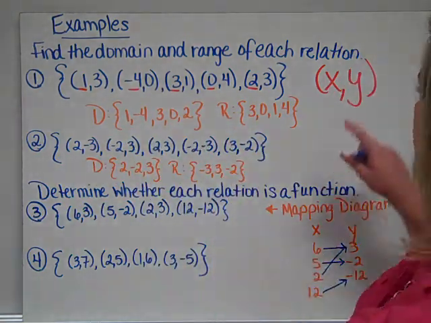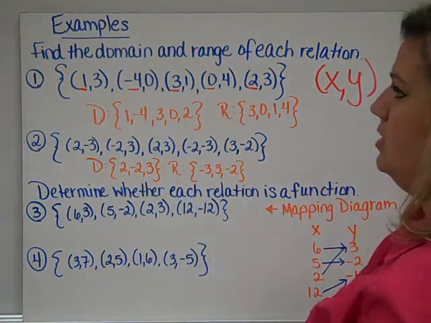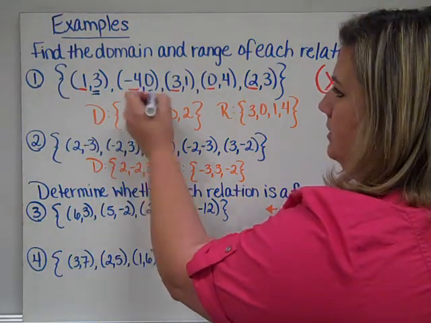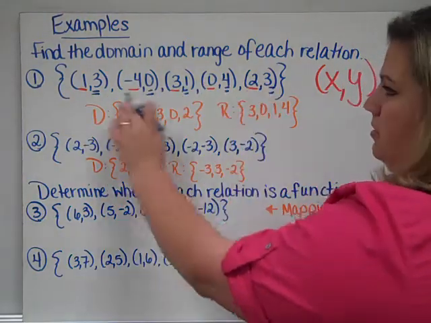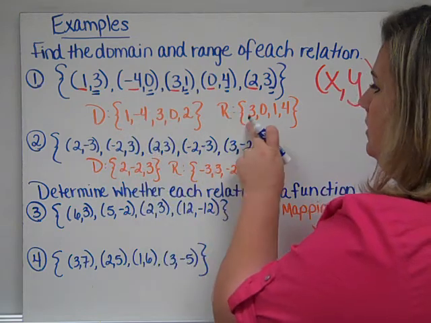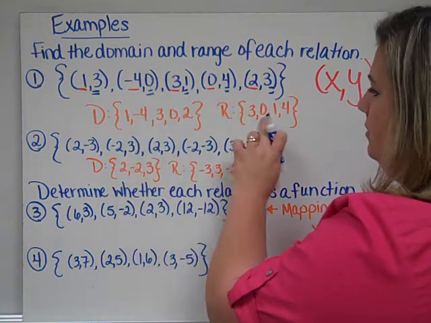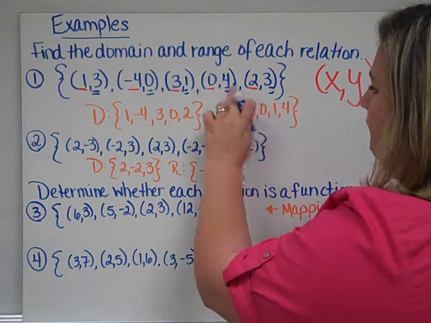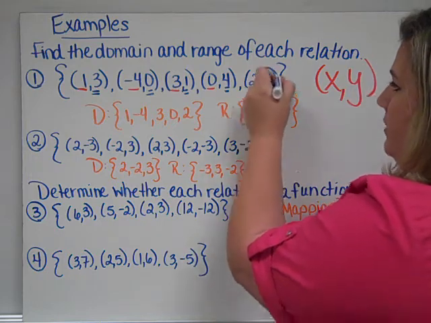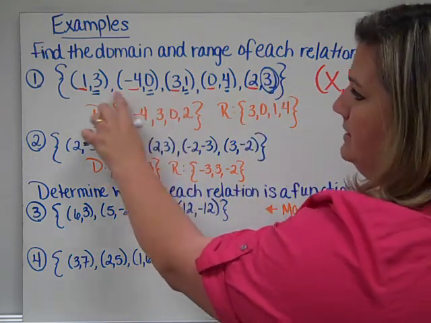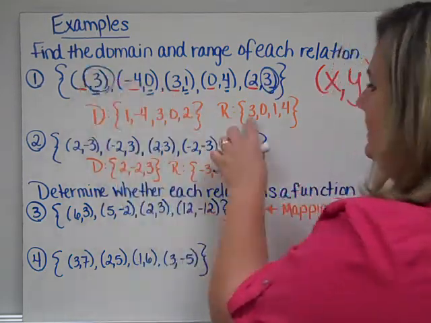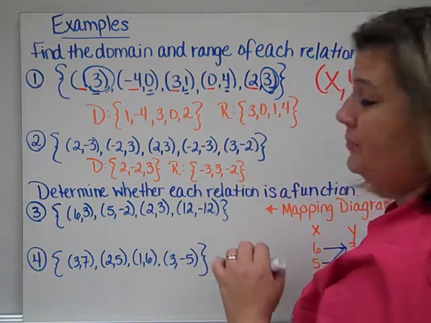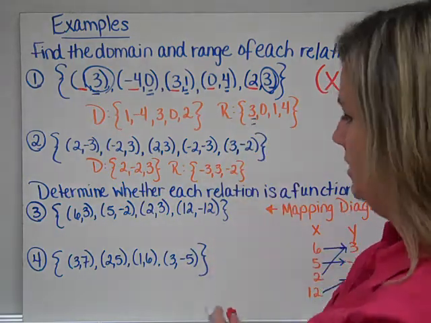Range, well, that would be our y values. So we know it's the second number in our ordered pair format. So 3, 0, 1, 4. And notice I have 3 twice. And so I did not write it again. I only write it one time. Okay, so that's very important to know.